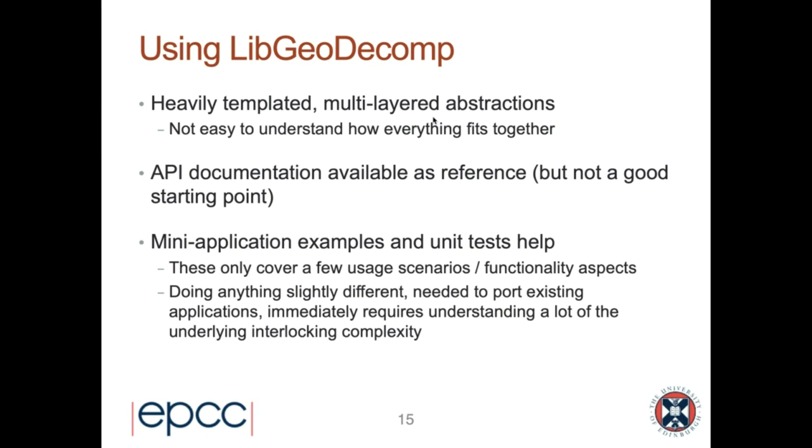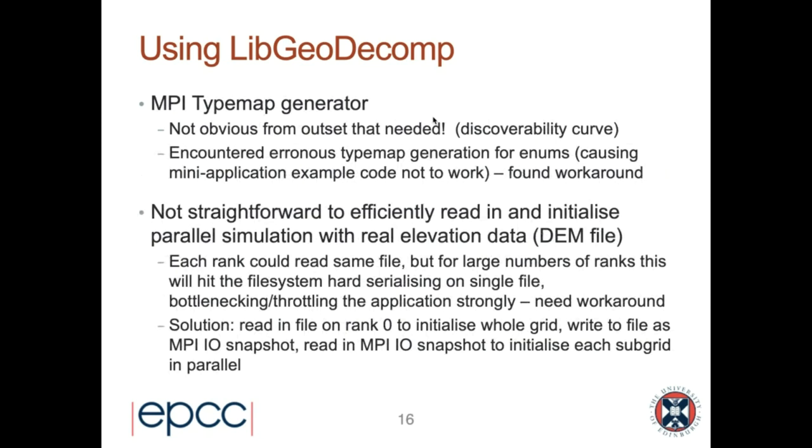And this applies in particular to the MPI type maps and where these are registered and where they are obtained from, because it's not necessarily always consistent. So another aspect of coming to using LibGeoDecomp is that this MPI type map generator, so its existence, the existence of those scripts that I mentioned that are included to generate custom type maps, as well as the fact that this is actually a critical part of making the MPI parallel initializers and simulators work, is not at all obvious from the outset. So there's quite a steep learning and discoverability curve there for an application developer.